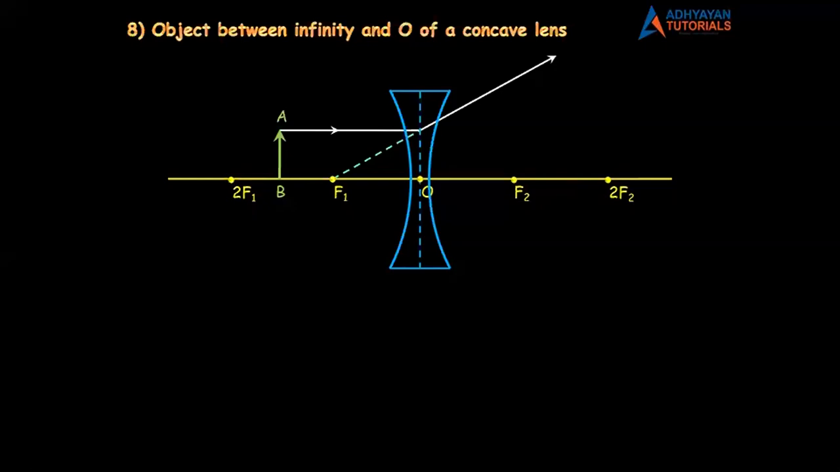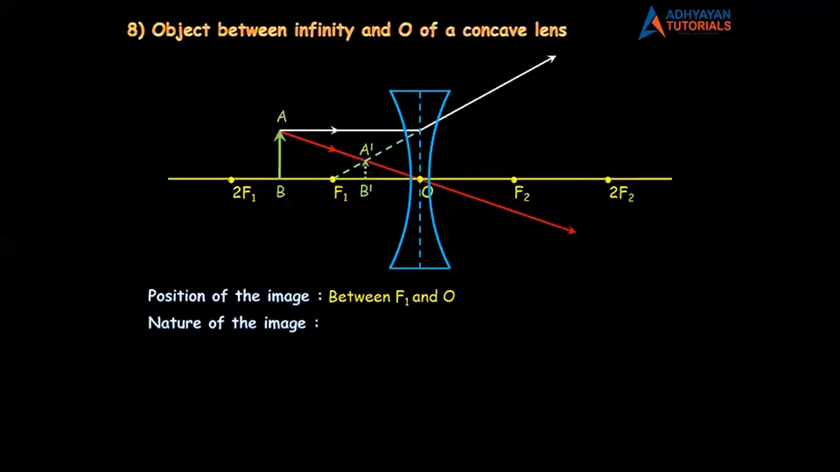Children, ray number 2 is the ray that passes through the optical center and goes straight without any deviation. You can see both the rays are intersecting at this point. And because the rays are intersecting here, the image is formed at that position. I name the image A dash, B dash. Okay, position of the image. You can see between which 2 points the image is formed. The image is formed between F1 and O. So I will write between F1 and O.